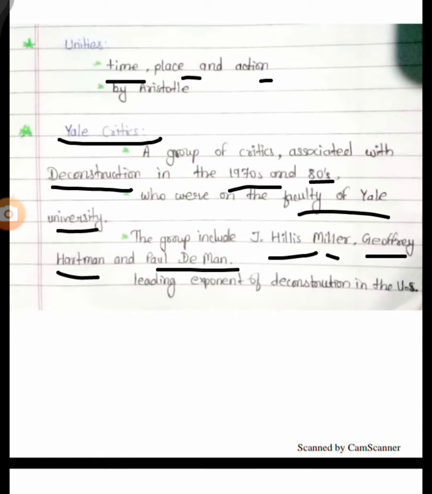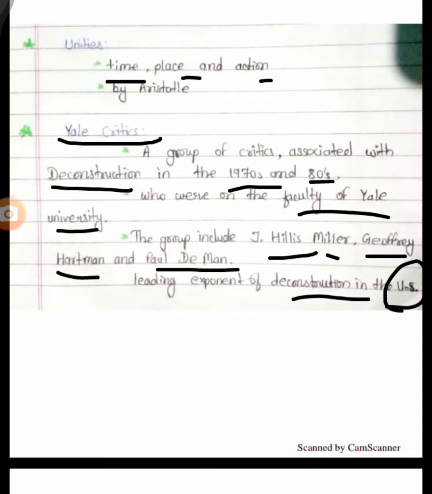There might be a question on the Yale critics, where they will give you four options with four names, and you have to identify that J. Hillis Miller is one, Geoffrey Hartman is one, and Paul de Man is one. These are the leading exponents of deconstruction in the USA, the United States, right? So the term is also really very important.